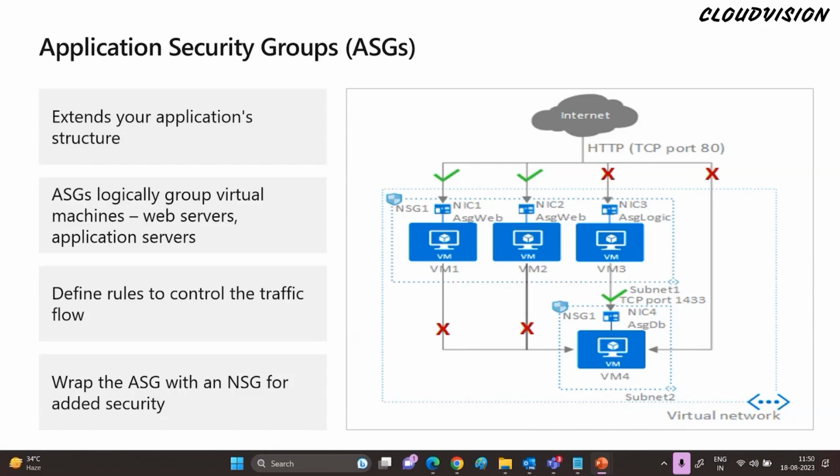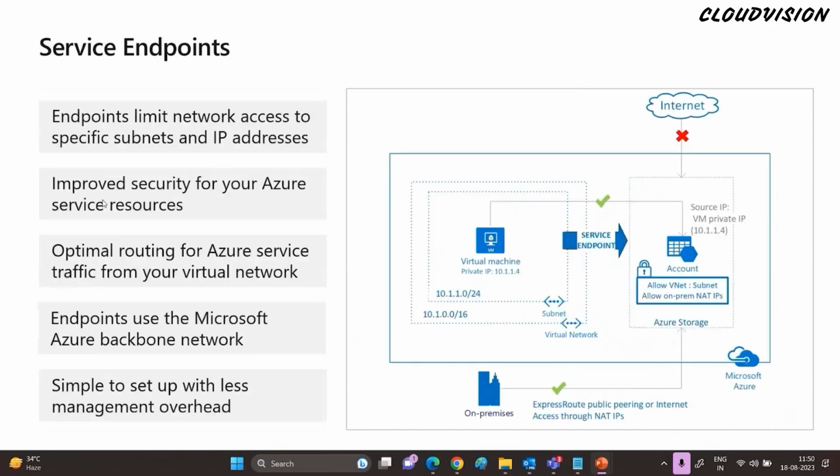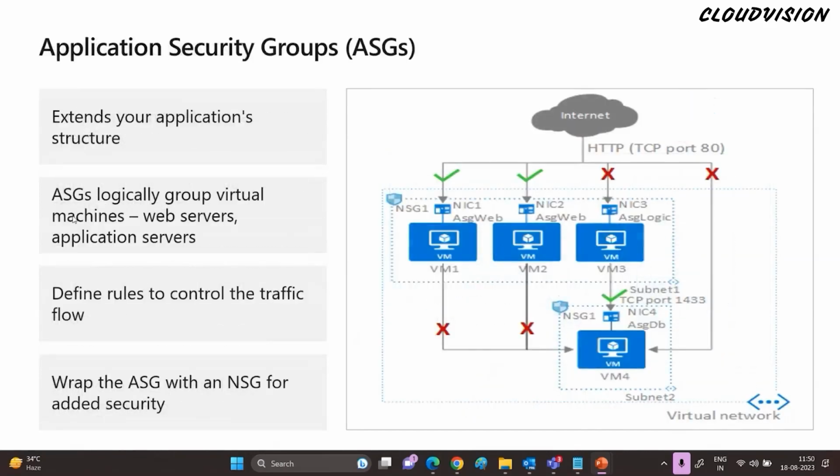So when you have multiple VMs, you can group those VMs logically using ASGs. ASG means logical grouping of your VMs, like your web servers, your application servers, and then you can combine the rule along with that. So the purpose of ASG is all about logical grouping of your services.